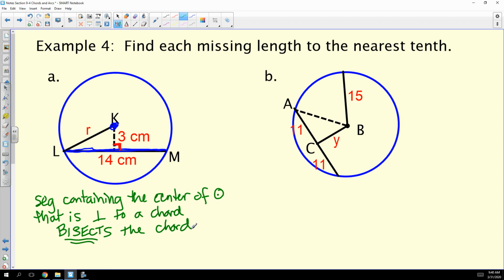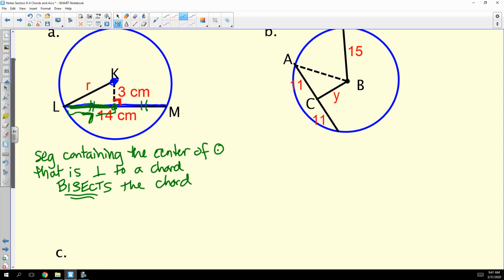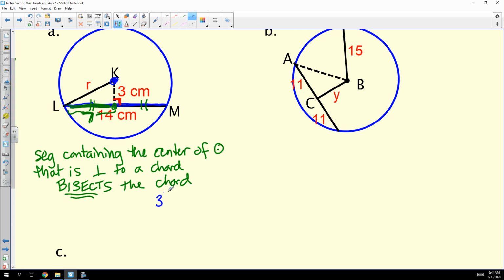So then what we know is that we can cut chord LM in half, and we can say that this piece right here from L to where that dashed segment hits has a length of 7, right? So then what can we do to figure out the value of R? We should be able to use the Pythagorean Theorem, and we can say 3 squared plus 7 squared equals R squared. That's 9 plus 49 equals R squared.